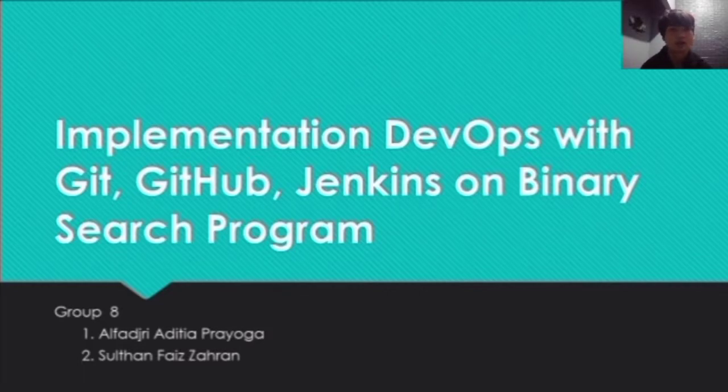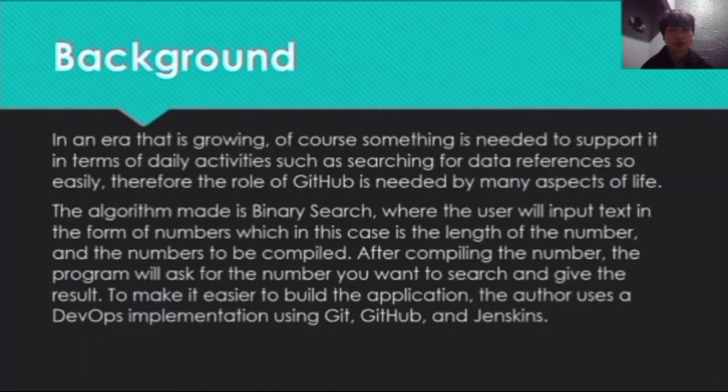Aditya Prayoga. In this video, we will be presenting about our project. The title is Implementation DevOps with Git, GitHub, Jenkins on Binary Search Program. Before that, I'm going to explain about the background of this project.